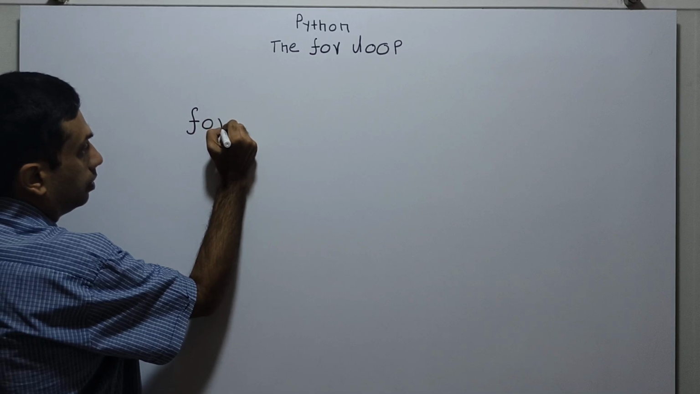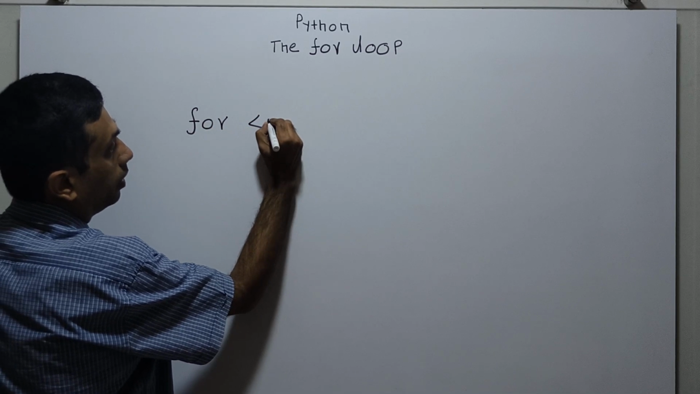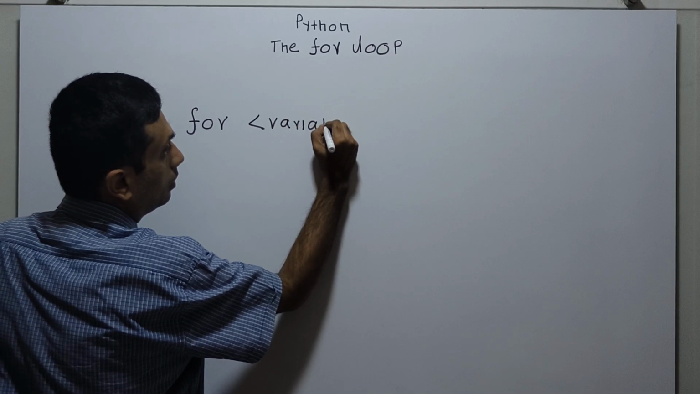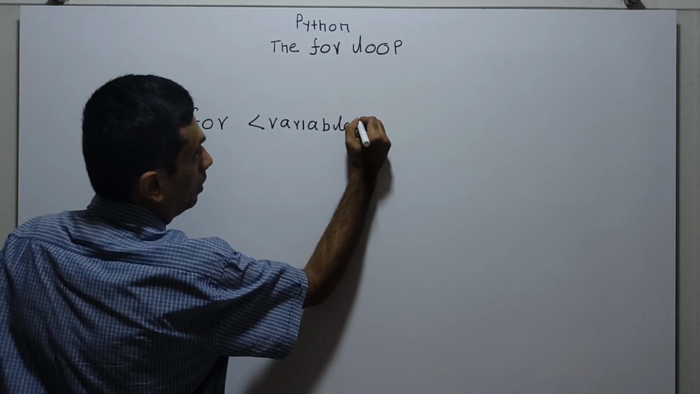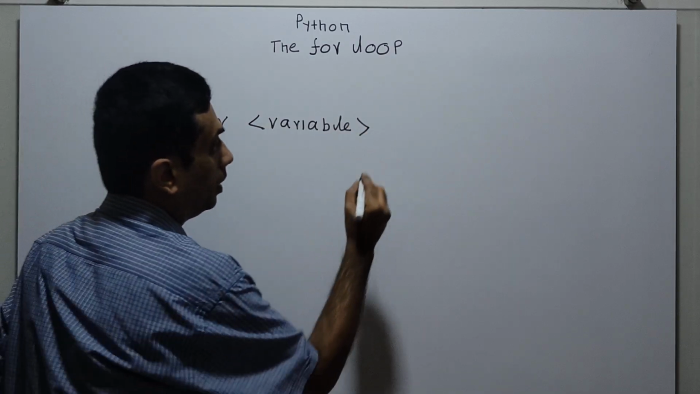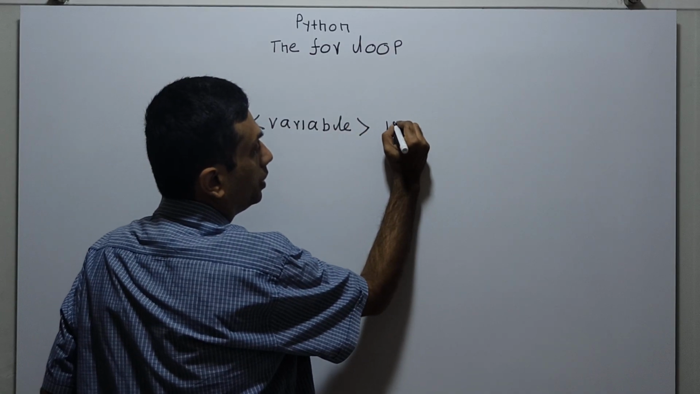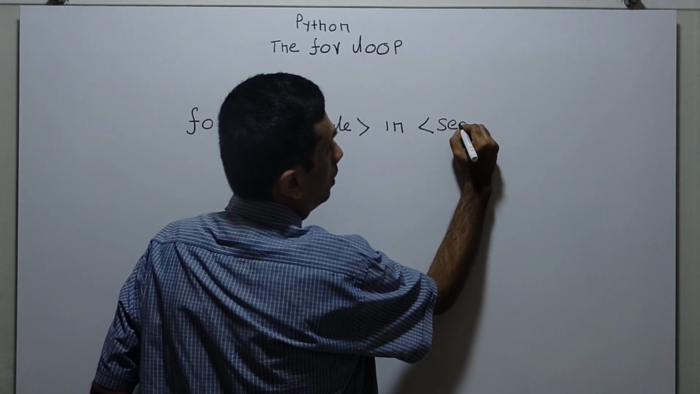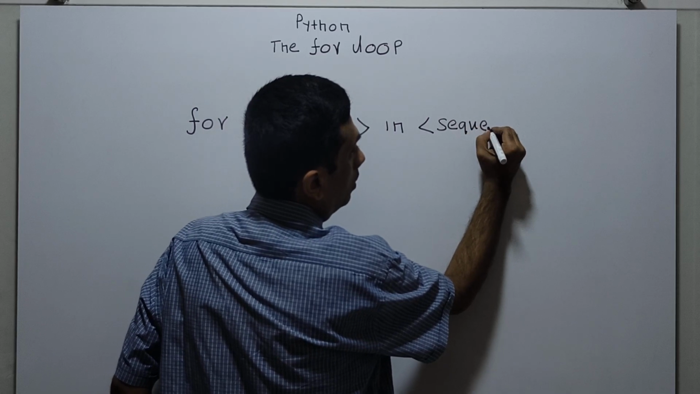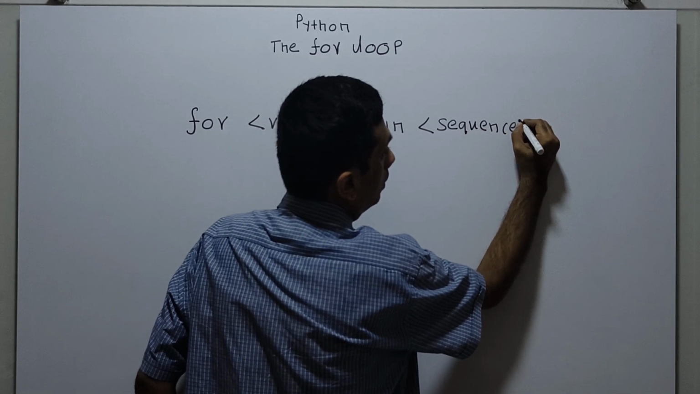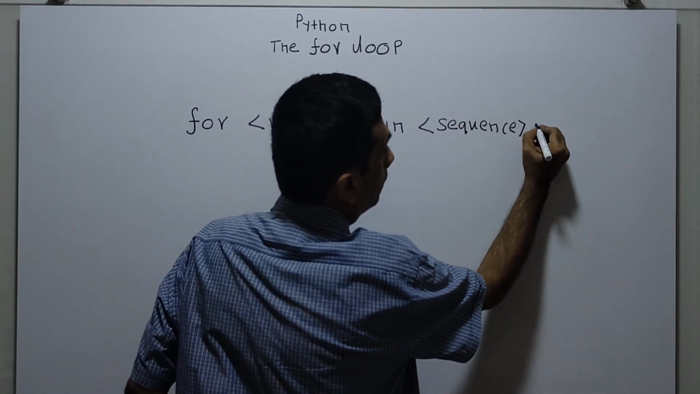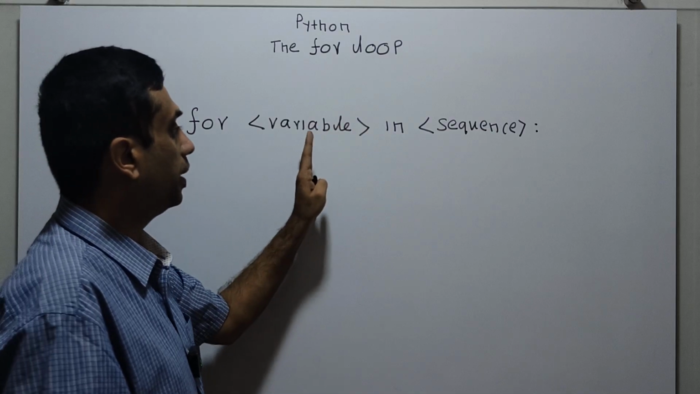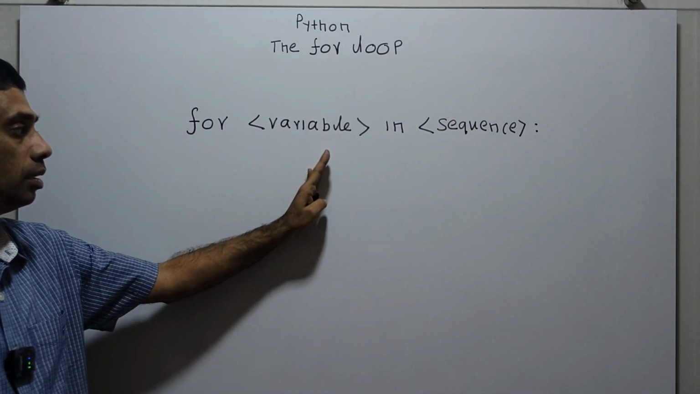for, followed by a loop variable, and we are having an in statement, sequence, followed by a colon. Next we are going to write the statements within the body of the for loop.